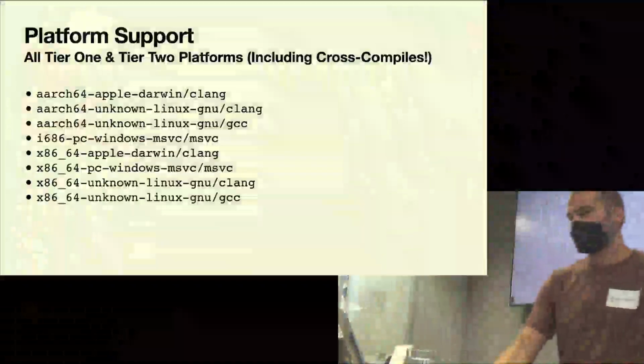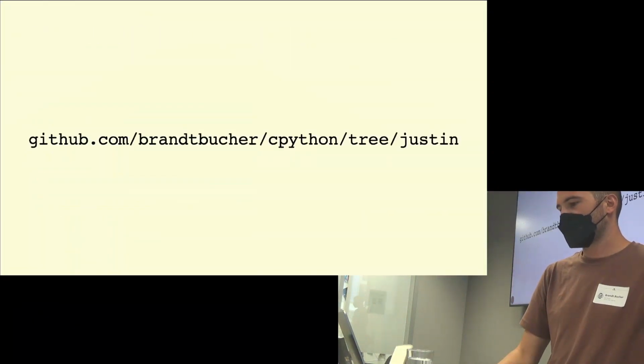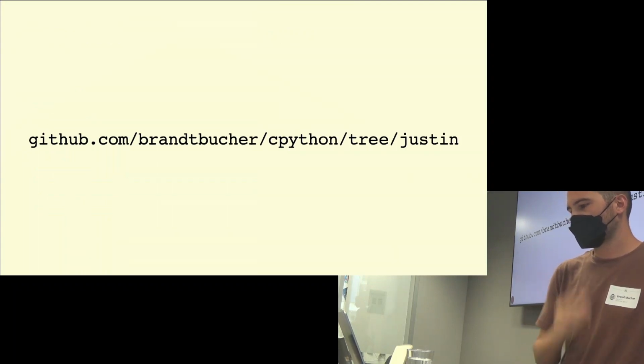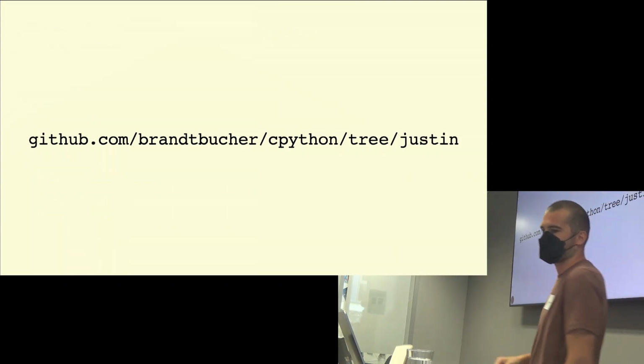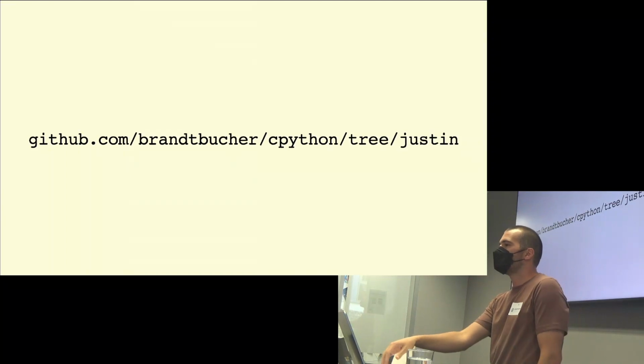And you said it was under your org? Yeah, so my user, Brandt Bucher, it's on my fork of CPython. The branch name is on the fork. Show the URL again. That's the URL. So it's the Justin branch of Brandt Bucher's CPython. And if you go to Tools/JIT, there's a README in there that says how to install LLVM.